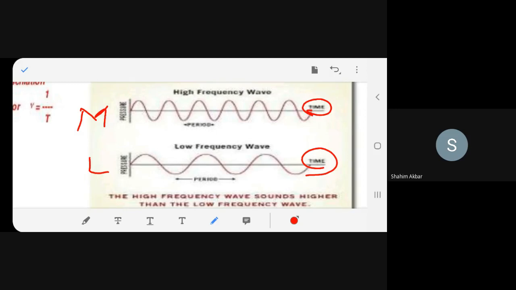Hello. So higher frequency, the sound will be high. Low frequency, the sound will be low. Simple. Got it? Yes, ma'am. Okay.